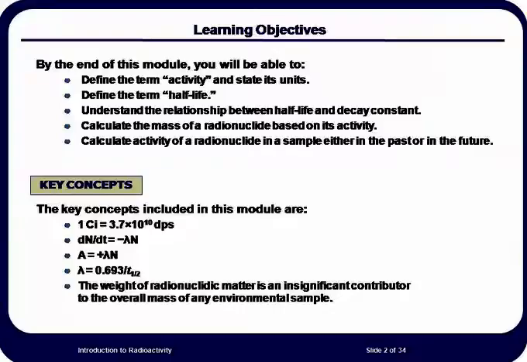dN/dt, the rate of change of the number of atoms as a function of time, is equal to minus lambda times N. Lambda is known as the decay constant. Activity A equals lambda times N, and lambda, the decay constant, is equal to 0.693 divided by the half-life of the radionuclide. The weight of radionuclidic matter is an insignificant contributor to the overall mass of any environmental sample.